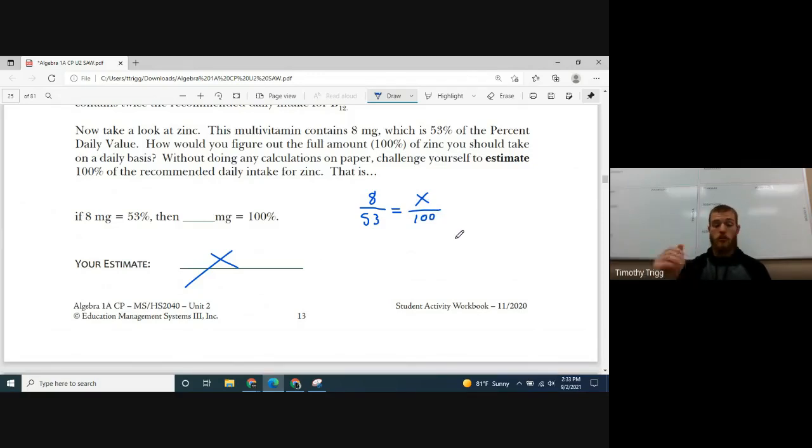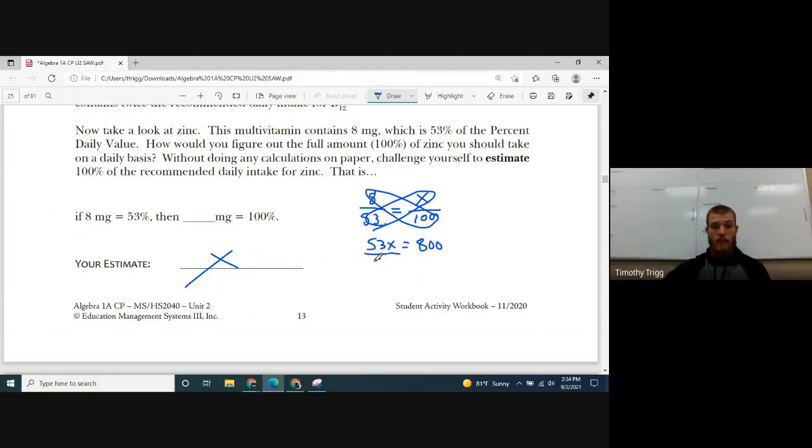Hopefully you can see you could just cross multiply and solve this, right? This is the type of problem, this proportional thinking, that this allows us to solve. If 8 milligrams is 53%, then how many milligrams is 100%? 8 out of 53 is the same as how many out of 100? So we can cross multiply here. 8 times 100 and 53 times x. So 53 times x is 53x. 8 times 100 is 800.